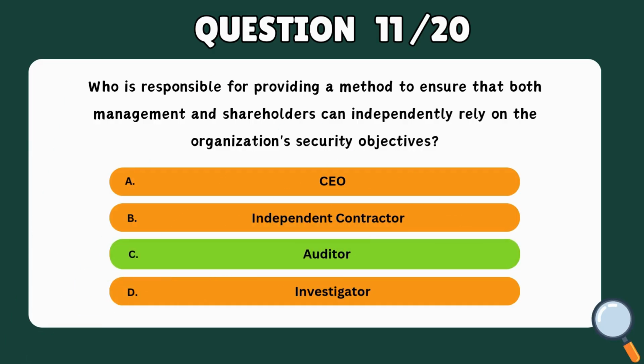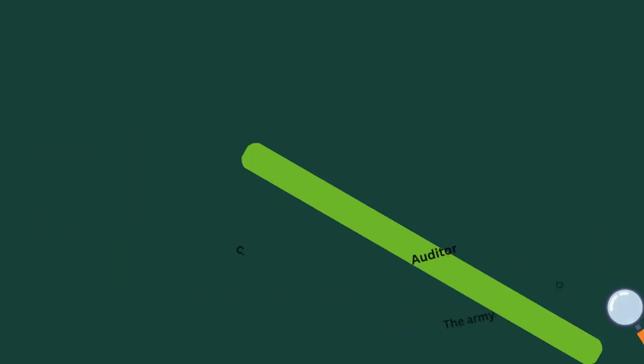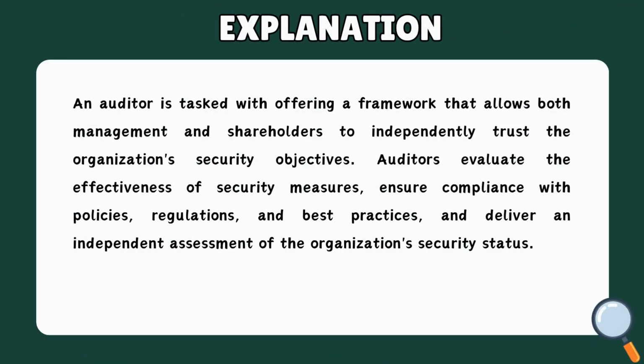Correct answer: C. Auditor. An auditor is tasked with offering a framework that allows both management and shareholders to independently trust the organization's security objectives. Auditors evaluate the effectiveness of security measures, ensure compliance with policies, regulations, and best practices, and deliver an independent assessment of the organization's security status.